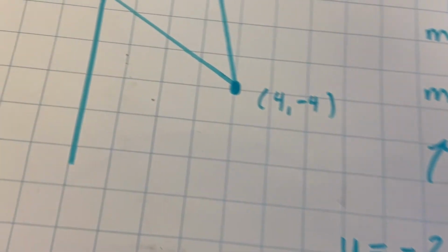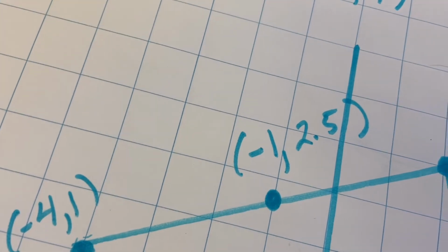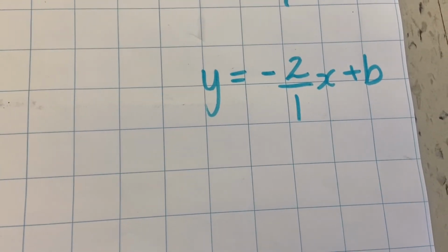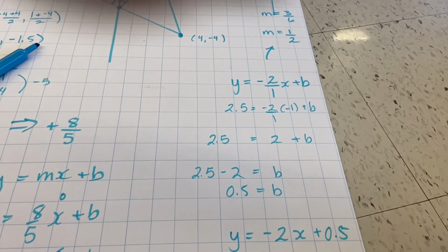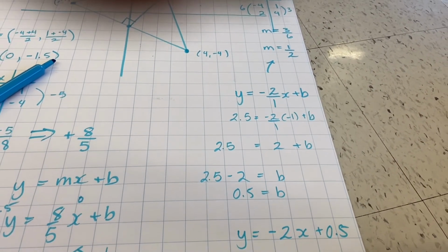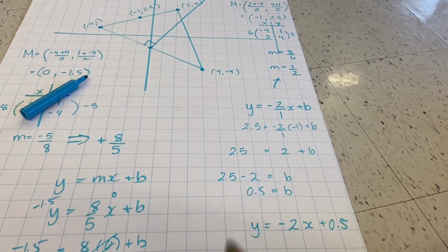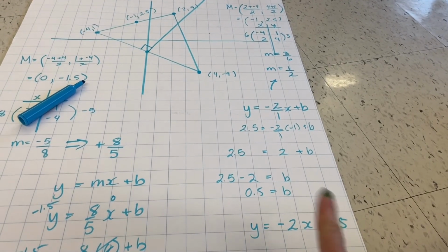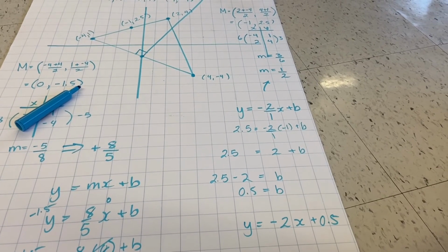And I also need this line to go through the midpoint since it's a perpendicular bisector. So I need to add x is equal to minus 1 and y is equal to 2.5 into this equation here. And when I do my algebra, when I sub in my x and my y for my midpoint, I get that my b is equal to 0.5. So now I know that the equation of the other perpendicular bisector is y is equal to negative 2x plus 0.5. I'm going to go ahead and graph that on my graph.